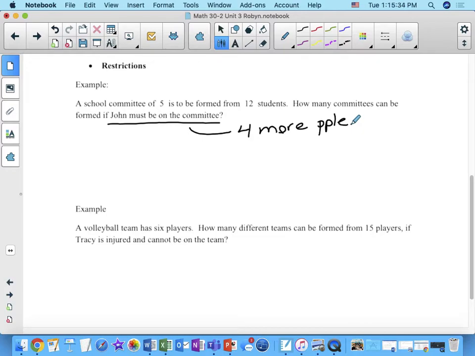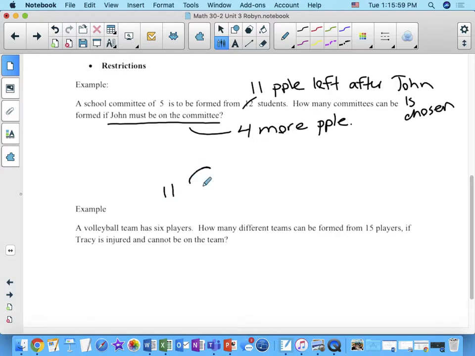Now, from 12 students, John's already chosen. How many people are left? 11. So if John's chosen, 11 people are left after John is chosen. So instead of 12 choose 5, this becomes 11 choose 4.